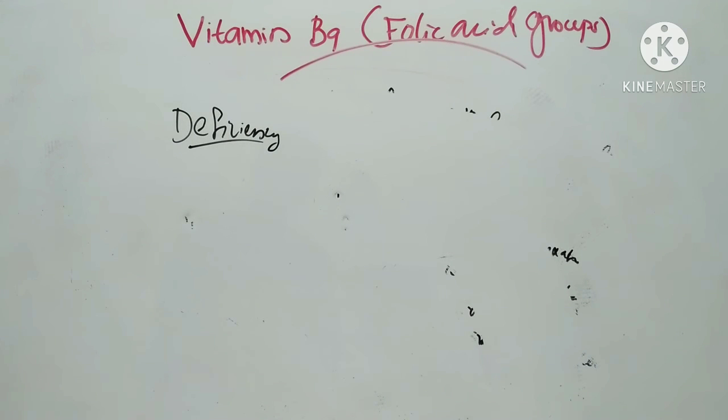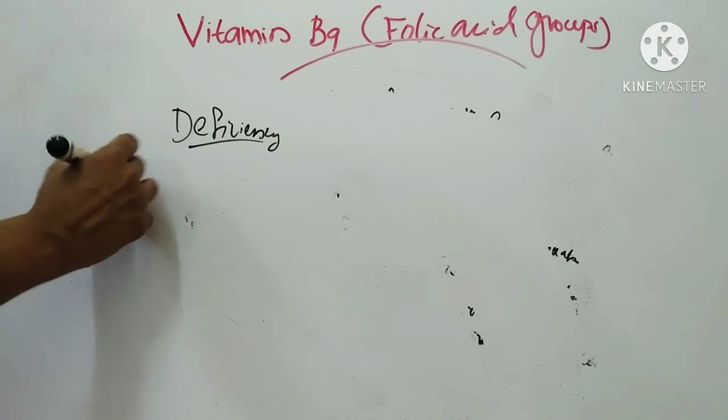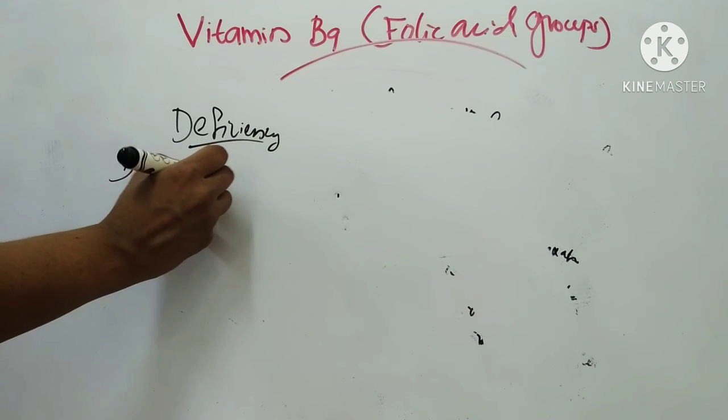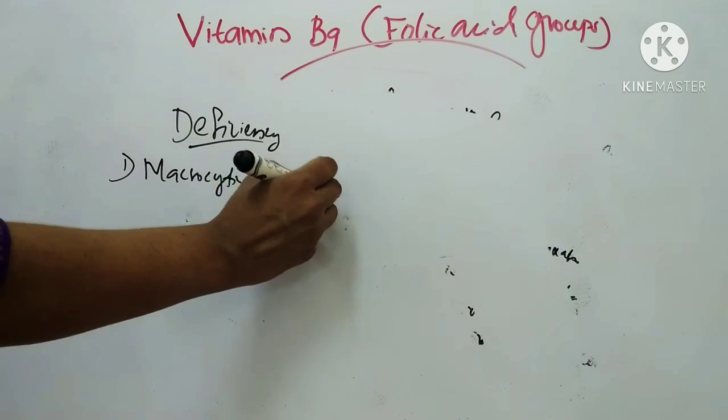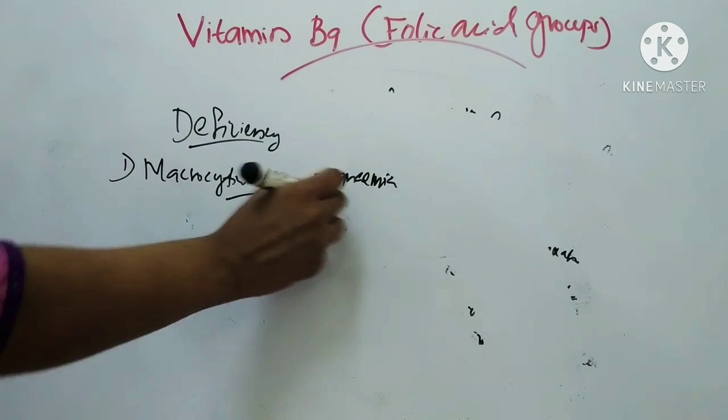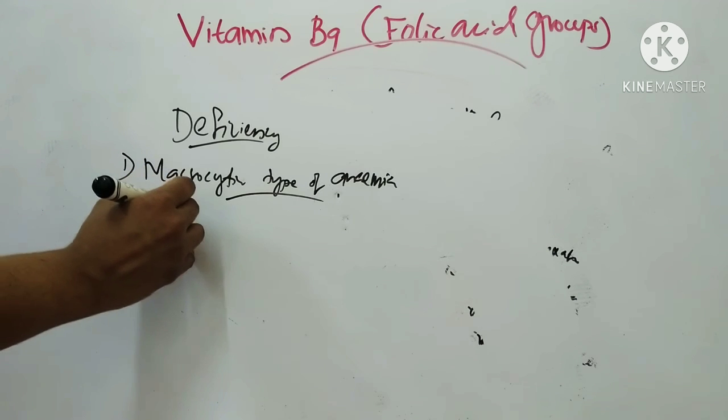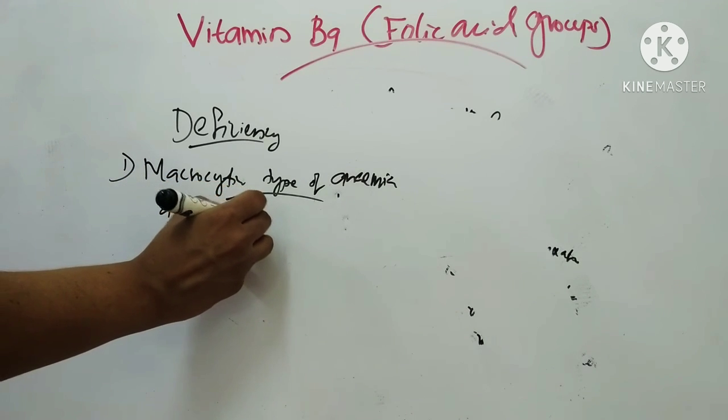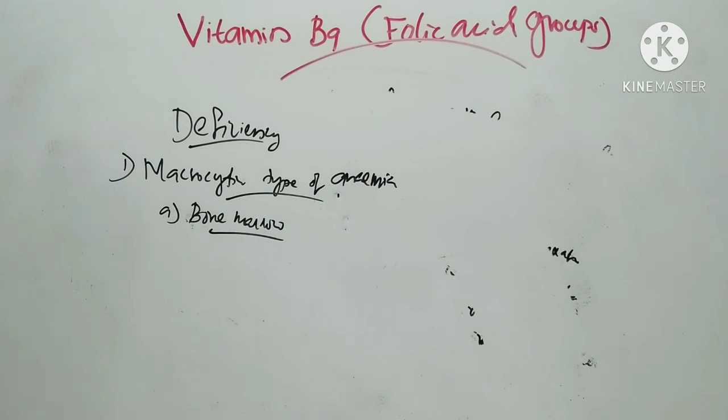Deficiency. First one is macrocytic type of anemia. Clinical aspects. In this, first one is bone marrow. Bone marrow shows arrested development of all elements: erythroid, myeloid and thrombocytes. Then megaloblasts and myeloblasts accumulate at the expense of more mature cells, that is erythroblasts and normoblasts and myeloblasts. The number of megakaryocytes decreases in the bone marrow.